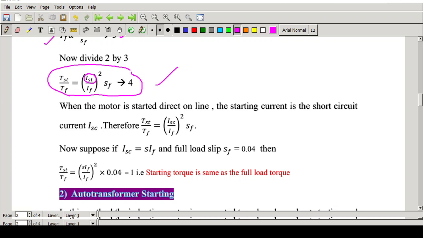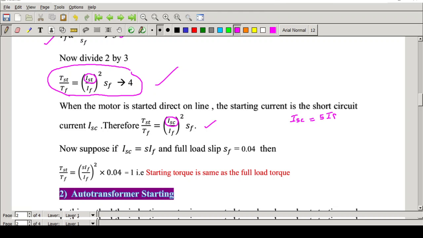That is, the rotor circuit appears to be short circuited. So that is why I have replaced IST by ISC here. ISC represents the short circuit current during the starting time. Okay, so this is the equation. Now just assume that initially when the motor is started, the starting current or the short circuit current is 5 times the full load current. So I am taking ISC equal to 5 into IF.